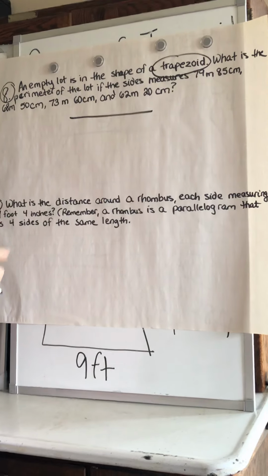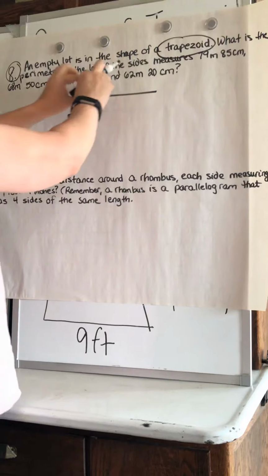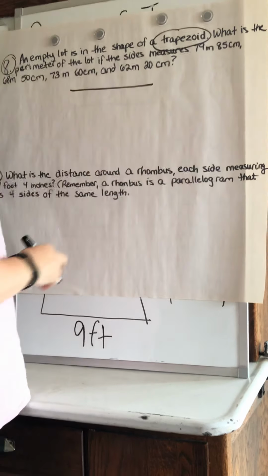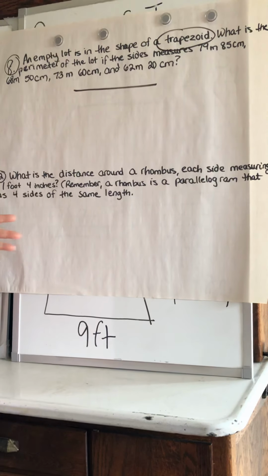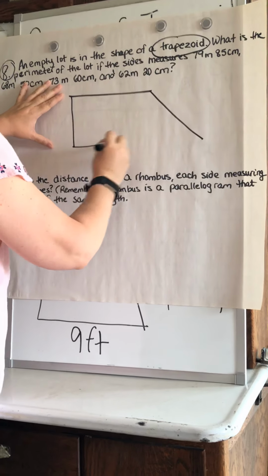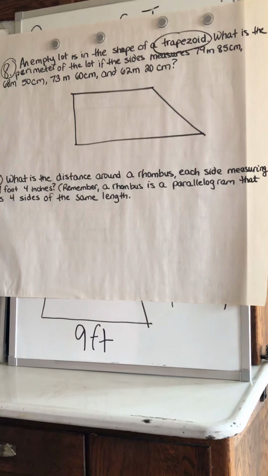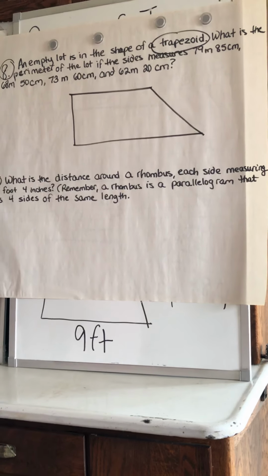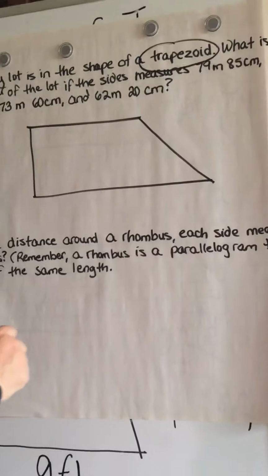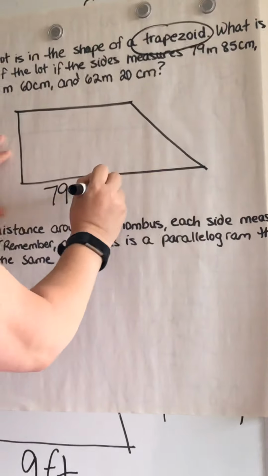Remember, a trapezoid doesn't have to always be the same, okay? The typical one is where you have a short side up here, you have a longer side down here, and then it comes out. But you can have a trapezoid that kind of looks a little different. So I'll draw a little bit different trapezoid. How about we make it like that? Because a trapezoid has four different sides, okay? So I'm going to throw 79 meters and 85 centimeters. I will go ahead and draw that on the bottom because that sounds like one of the longest lengths.